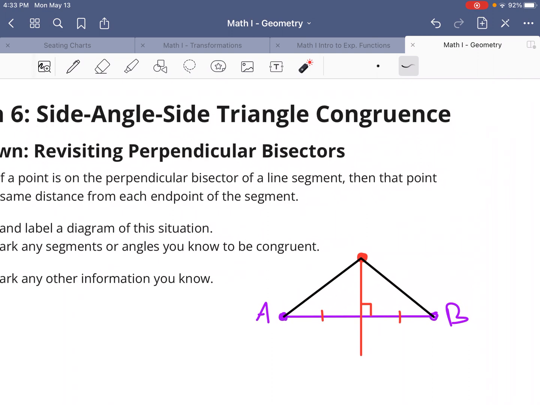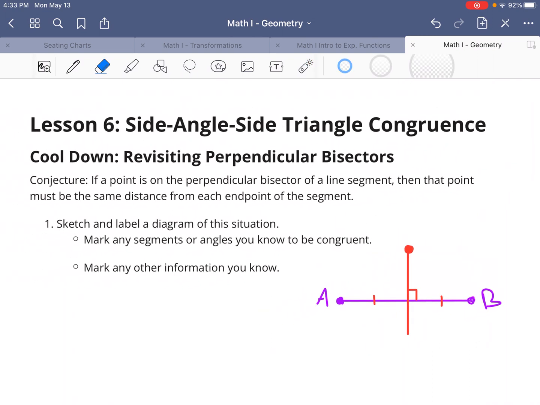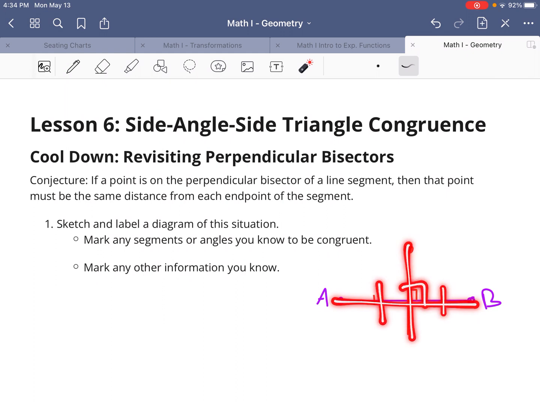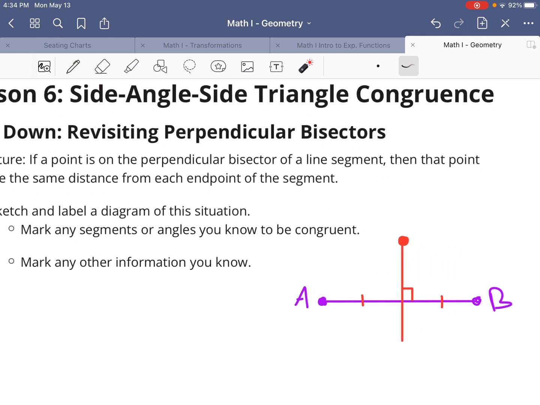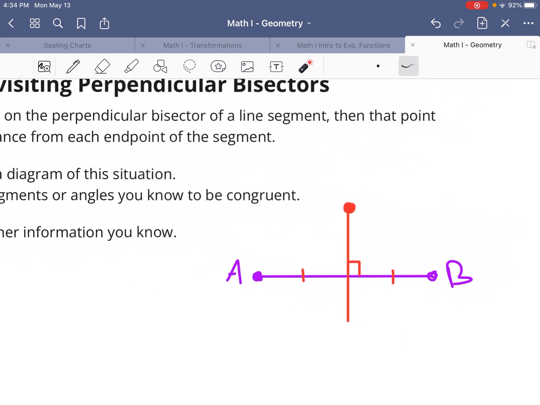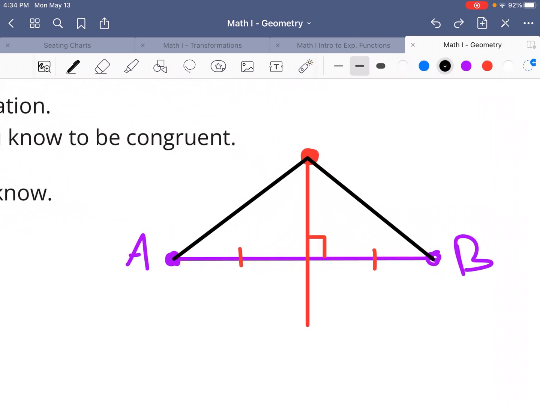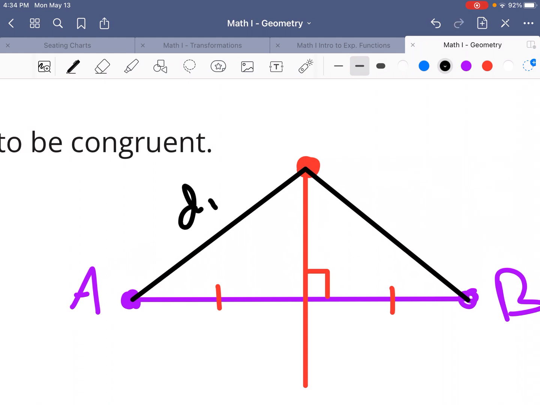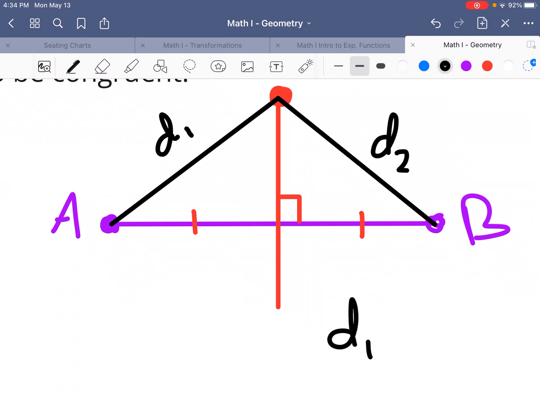So, if we take a look at this activity: if a point is on the perpendicular bisector of a line segment, so we have a line segment, perpendicular bisector, 90 degrees, the two sides are congruent to each other, then that point must be the same distance from each endpoint of the segment. Now, that's why I had these black lines here to start with. The question is: is this first distance equal to the second distance? And that's what you're going to try to prove using this diagram.